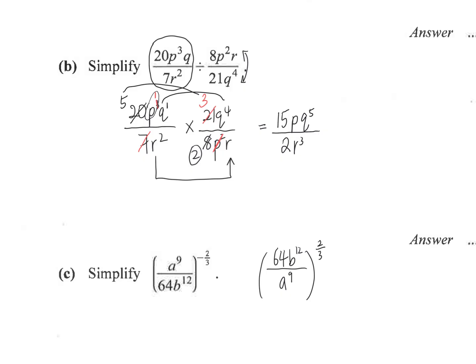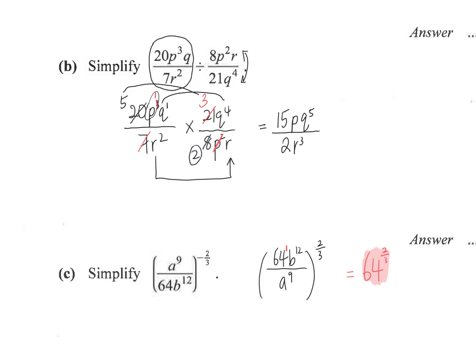64 has a hidden power 1 there. So the power 1 times 2/3. So it's 64 to the power of 2/3, not 64 times 2/3. So this one very important. Every year, I will have students getting this one wrong. So this one is 1.